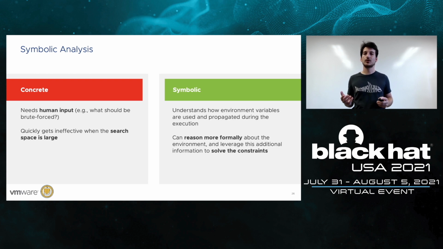Symbolic execution, on the other hand, will understand how these environment variables are generated, propagated, and used during the execution, and will allow us to reason more formally about the environment and leverage this additional information in order to solve the constraints in the most efficient way possible.